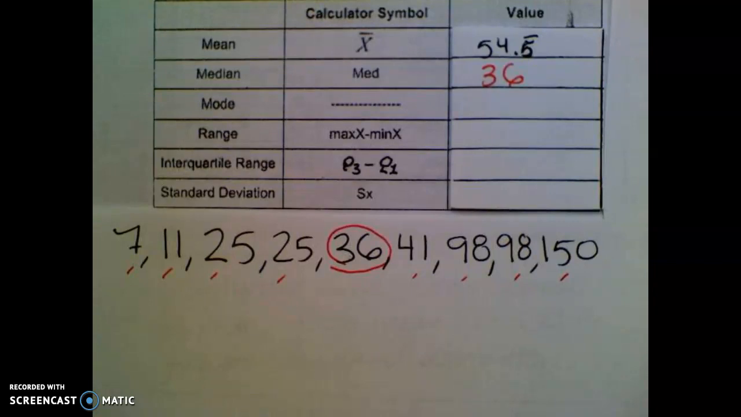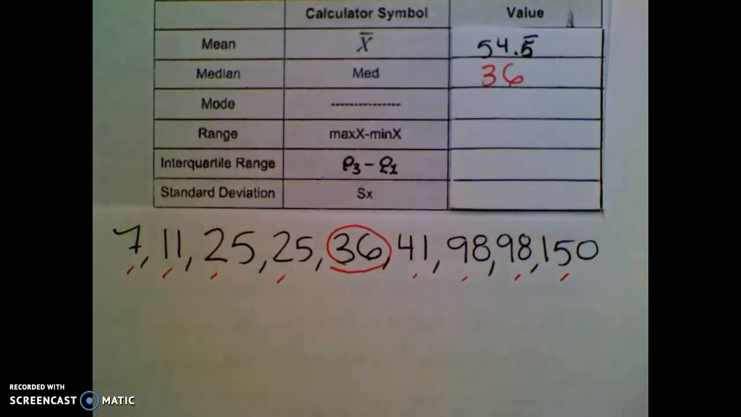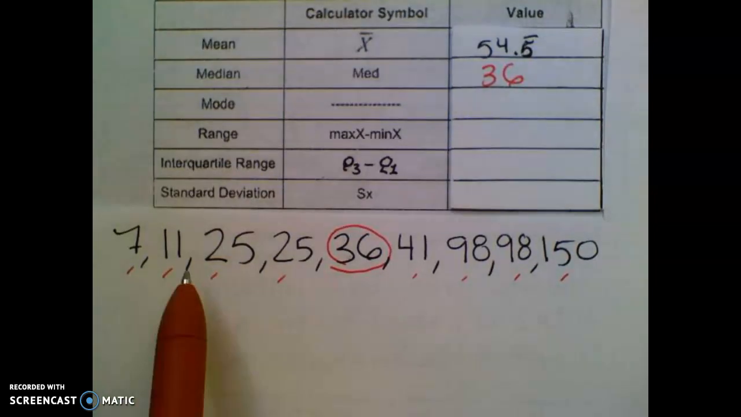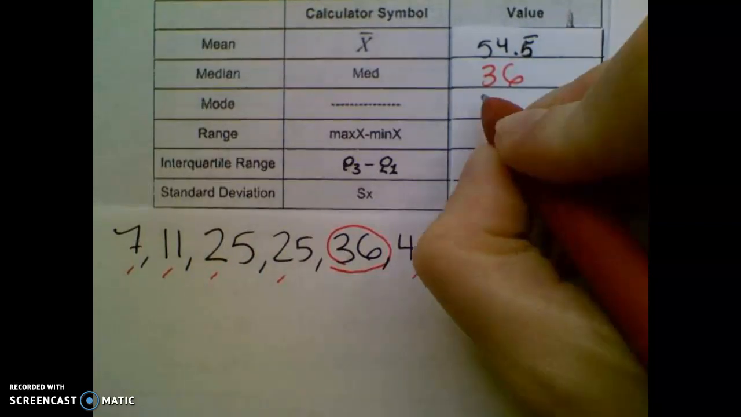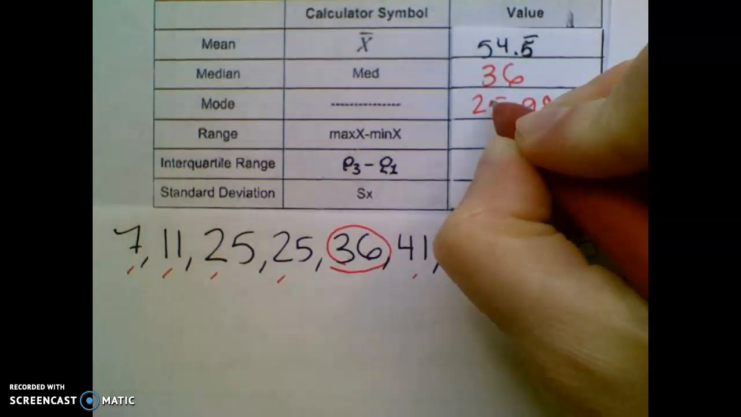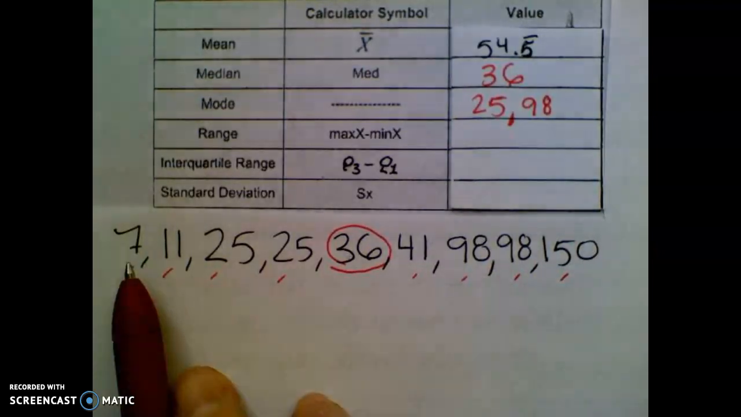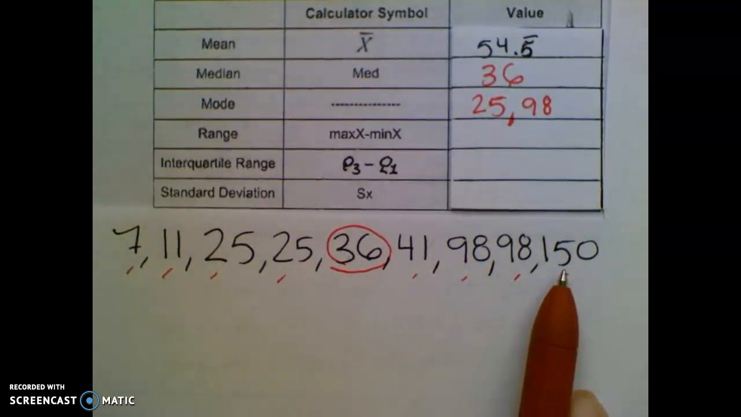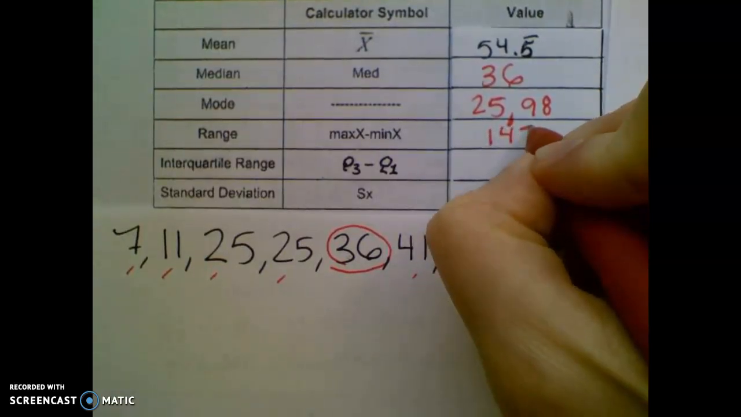Okay, then I want to find my mode. Mode is just the number that appears most often. So I can see that 25 appears twice, and so does 98. And it's totally okay to have 2 modes or 3 modes or no mode. You can have a couple different answers there. All right, the range is just the maximum value minus the minimum value. So 150 minus 7 is 143.